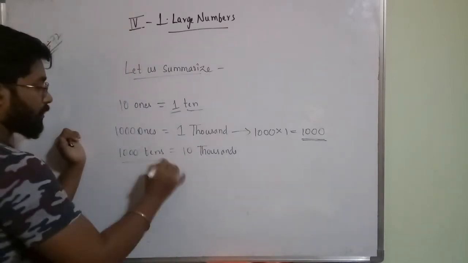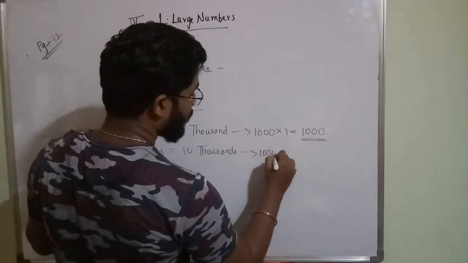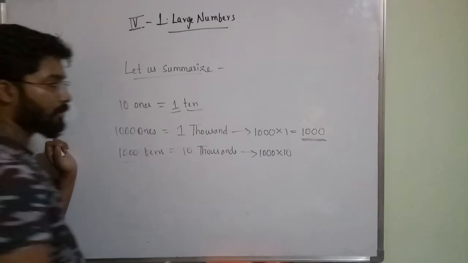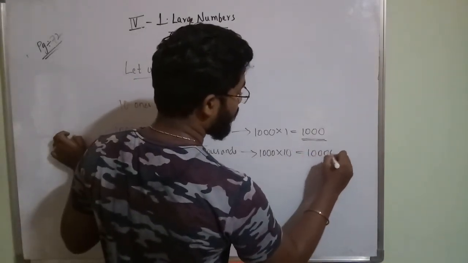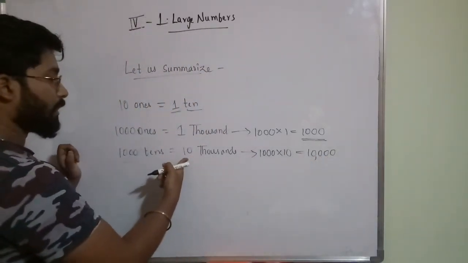Next one, 1000 tens. 1000 into 10. 1000 tens means 1000 number of tens is equal to how much? So 1000 into 10, you will get 10,000. How many 10,000s did you get? After multiplication you got only 10,000s.